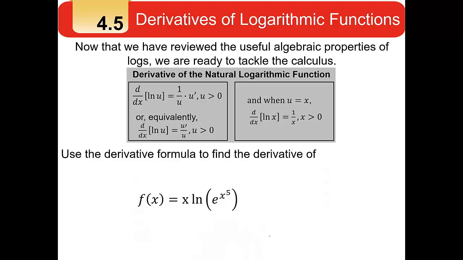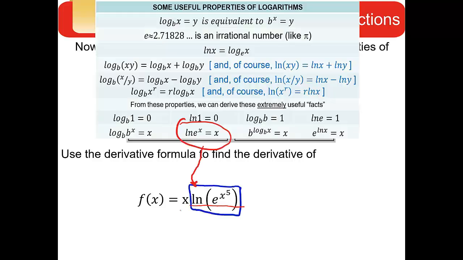How about this? Find the derivative of f of x equals x times the natural log of e to the power of x to the fifth. Now that looks horrible, but there's a trick that makes this problem so easy, because this is the natural log of e to a power. Forgetting about the x for a minute in front, the second part is the natural log of e to a power. You've got that property that says the natural log of e to a power is just the power.